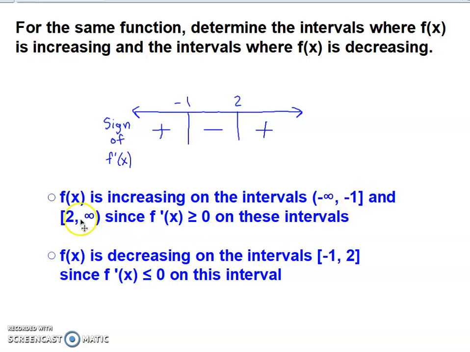Now notice I have included the endpoints here. I'll probably try to put together another video that tries to go into some logic behind why that's able to be done. But since the derivative is greater than or equal to 0 on these intervals, it's never negative, I'm increasing on them. And since my derivative is less than or equal to 0 from -1 to 2, my function is decreasing on that interval.